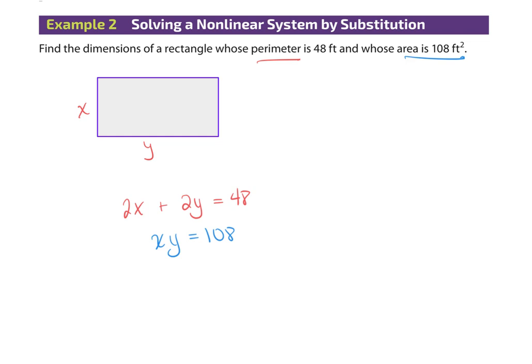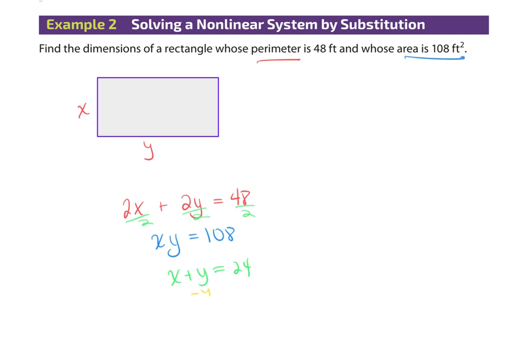So if I have 2x, 2y, and 48, I can divide everything by 2. And so I always reduce when possible. Smaller numbers make fewer errors. So I have x plus y equals 24. And I would likely do my linear, set that one equal to one of my variables, and then plug that into my nonlinear is what I would do here.